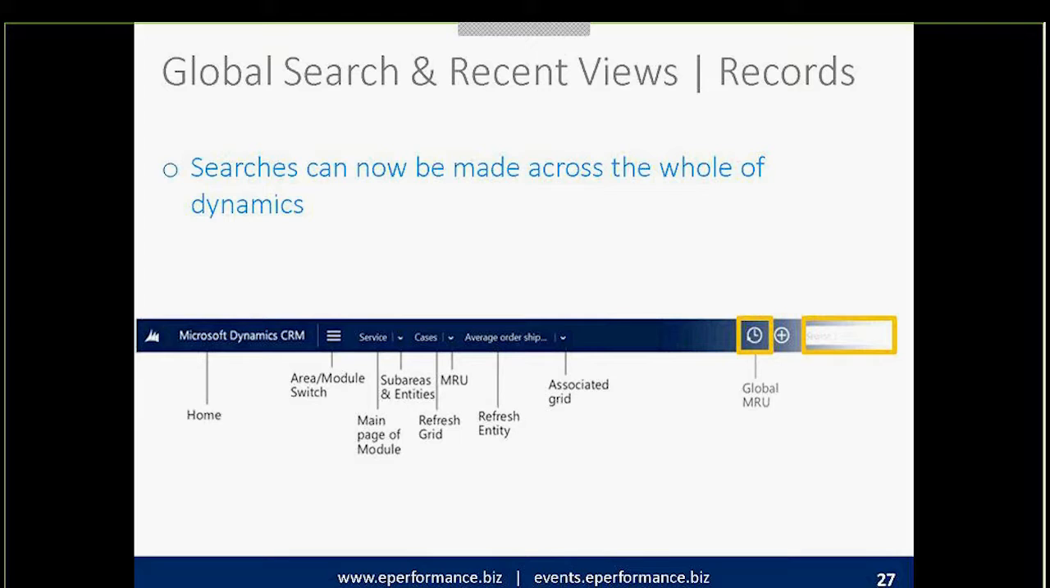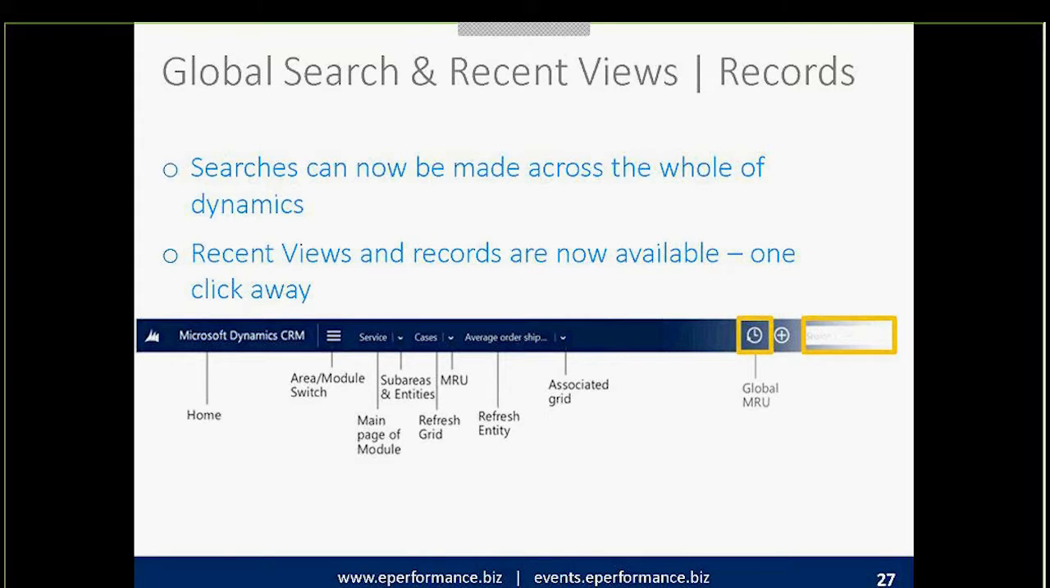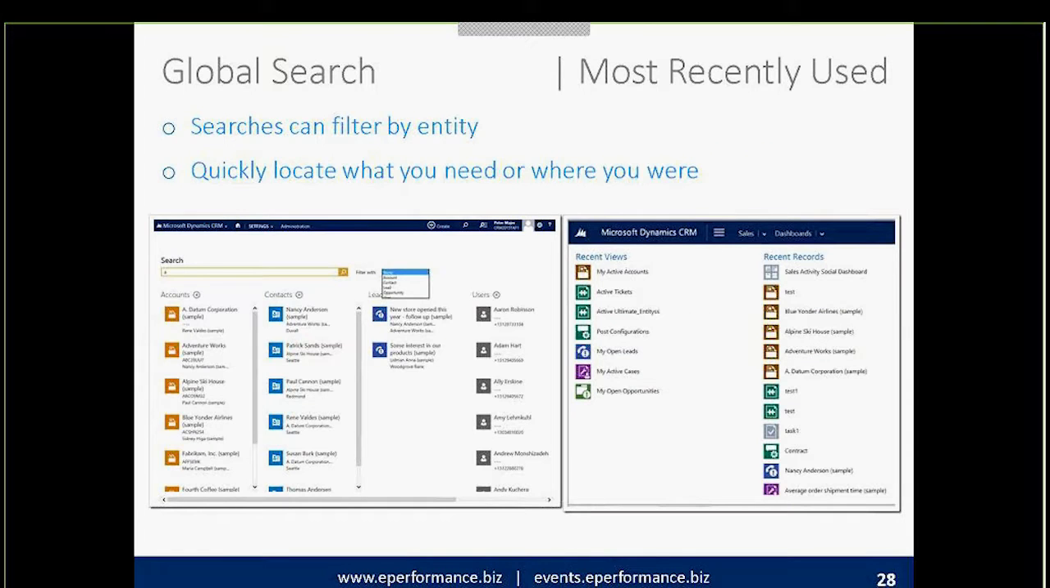Similarly, any views that you used recently will be something you can see. So the recent views and records are now available, and they're one click away. So more than just data that you've used before, you can go to views you've seen before. Anywhere you've been previously, you have a way to reference that. So if you ever lost your spot or your train of thought at some point, you could revisit wherever you were relatively quickly. On the left-hand side, you're seeing the global search, so multiple entities and the results of that.